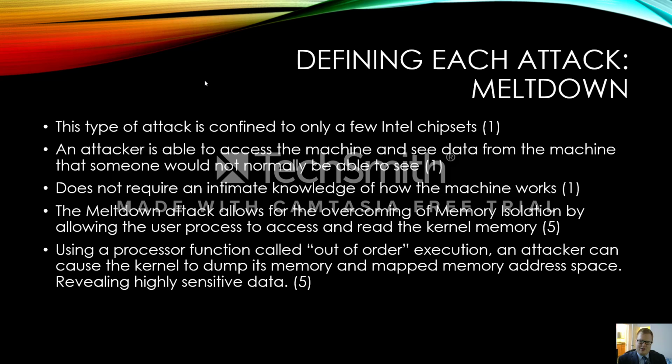When it does this, it allows you to retrieve information that's highly sensitive to other programs, such as passwords, usernames, hashes, and other things like encryption keys. Very, very sensitive information that you would not want someone to see. This is done using a processor function called out-of-order execution. This allows the attacker to cause a kernel dump, and that kernel dump dumps its memory and mapped memory addresses, revealing the highly sensitive information we discussed.